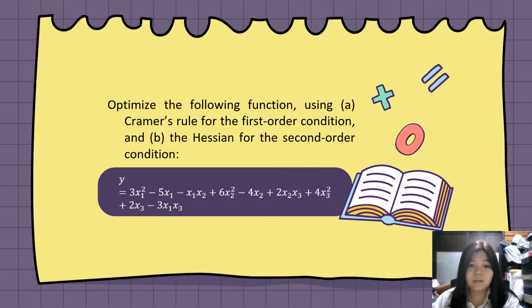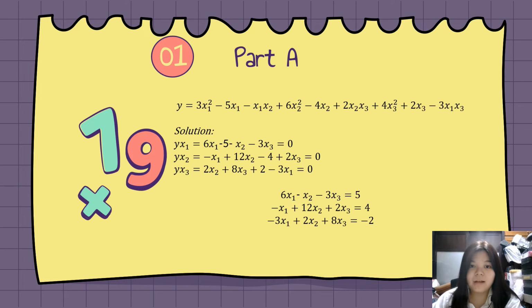The question given is to optimize the following function using Cramer's rule for the first order condition and also the Hessian for the second order conditions. And the equations are given. So as part A requests, we are going to use Cramer's rule to solve the first order conditions. First of all, we have to take the partial derivatives for x1, x2, x3, so we get three equations, and we are going to set each of them equal to 0.